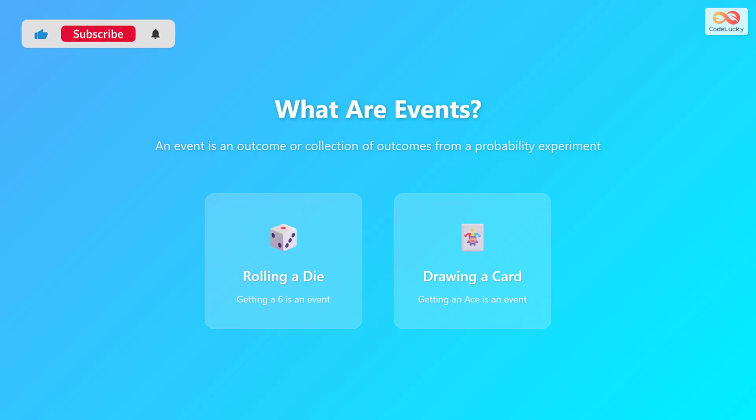Let's first understand what we mean by events. An event is simply an outcome, or a collection of outcomes, from a probability experiment. For example, getting a 6 when rolling a die is an event. Similarly, getting an ace when drawing a card is also an event.